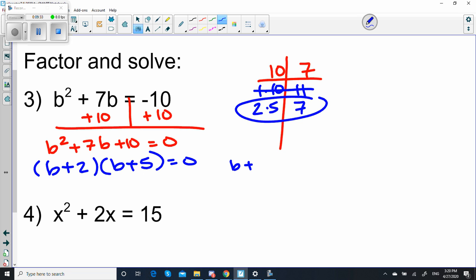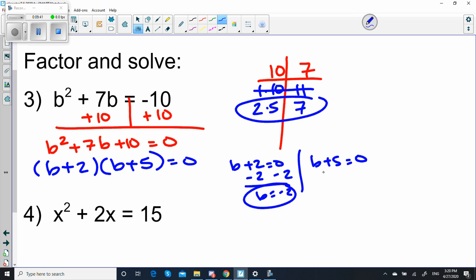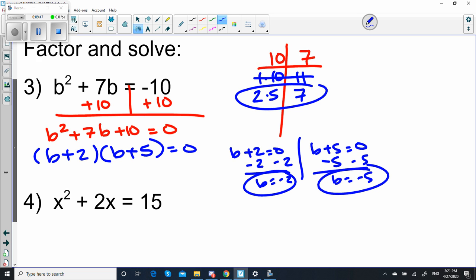So I have b plus 2 equals 0, and b plus 5 equals 0. So now I can subtract 2 on both sides, and I could subtract 5 on both sides. And my two solutions are negative 2 and negative 5.